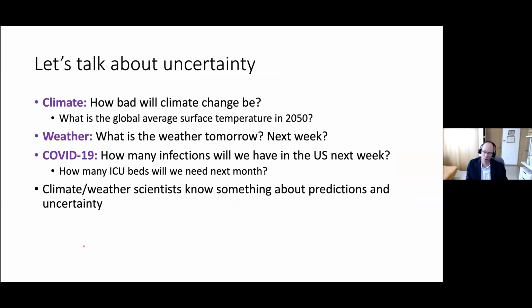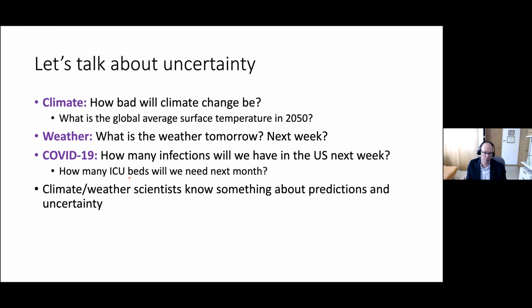So you want to know what the weather is tomorrow, or you want to know what the weather is next week, or even what the state of the atmosphere is going to be in the next year, say with respect to, are we going to see a lot of hurricanes? Are we going to have an El Nino event? Things like that. Are we going to have a drought, or is it going to be rainy in particular regions of the world or in the United States? And for a pandemic, you want to know how many infections are we going to have in the US in the next period of time, whether it's the next week, whether it's the next month.